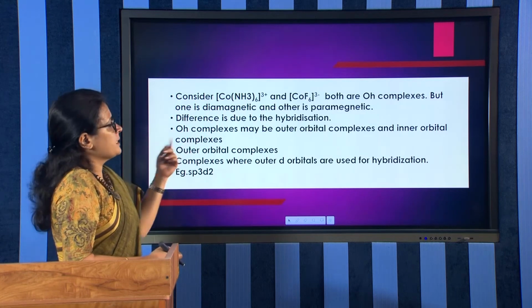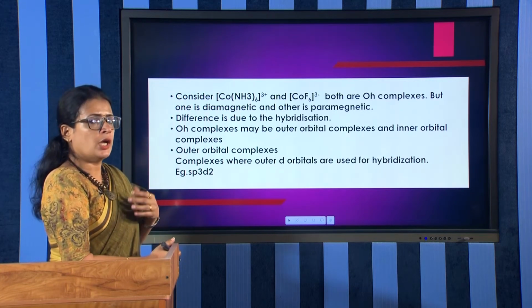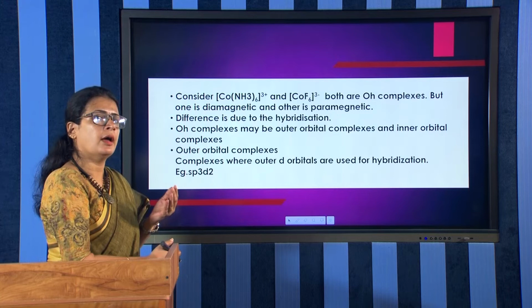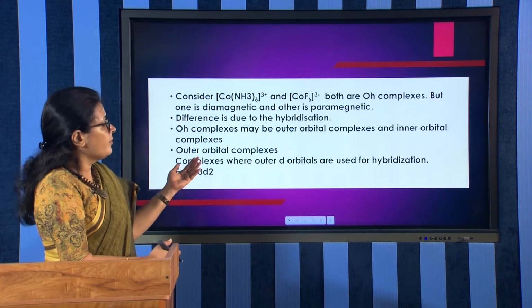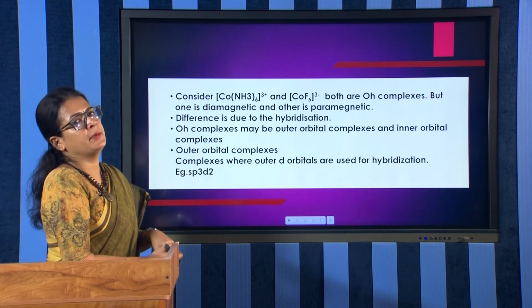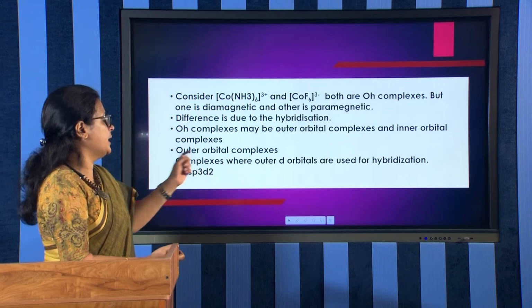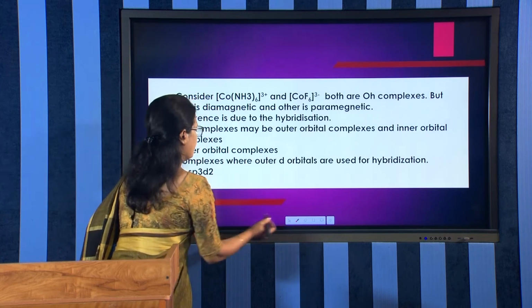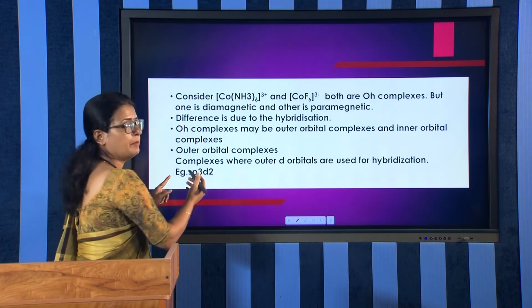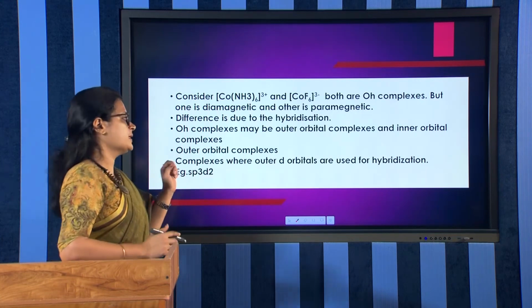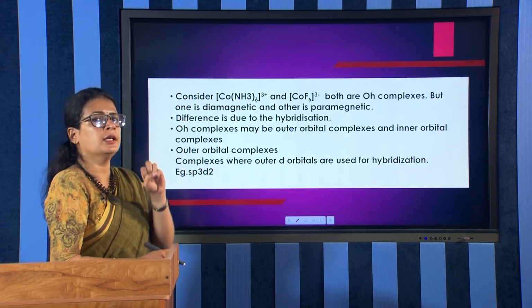In octahedral complexes, they may be outer orbital complexes and inner orbital complexes. Then what are outer orbital complexes? The complexes where outer d orbitals are used for hybridization are called outer orbital complexes. In this case, sp3d2 means we are using the s, p and outer d orbitals, 2 d orbitals taking part in the hybridization. So that is why it is called an outer orbital complex.